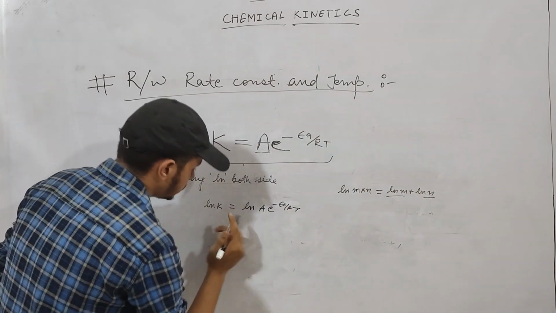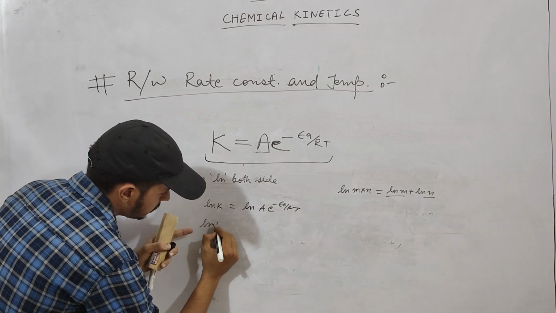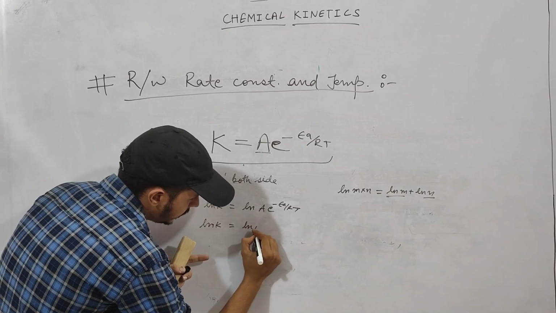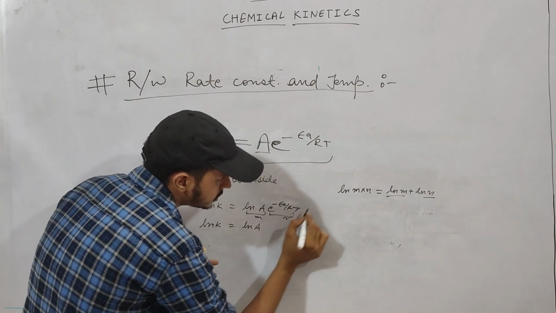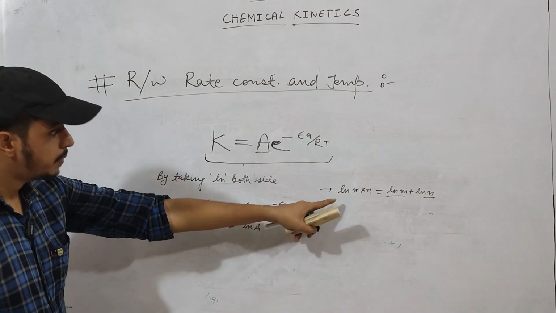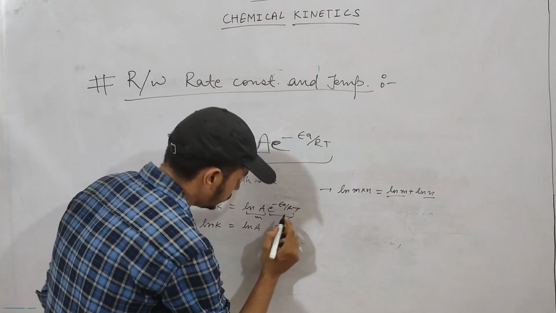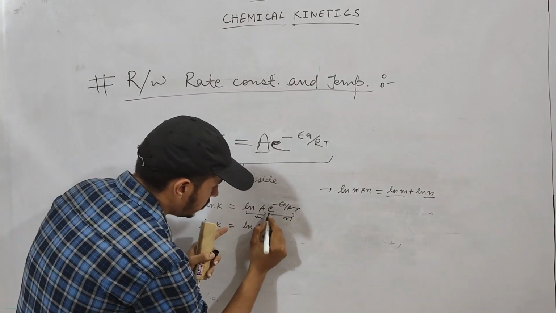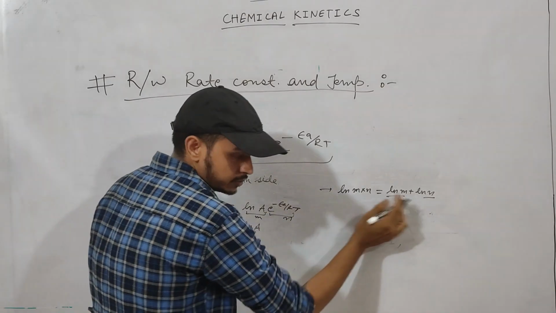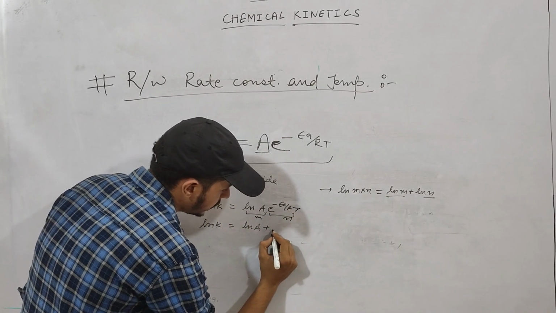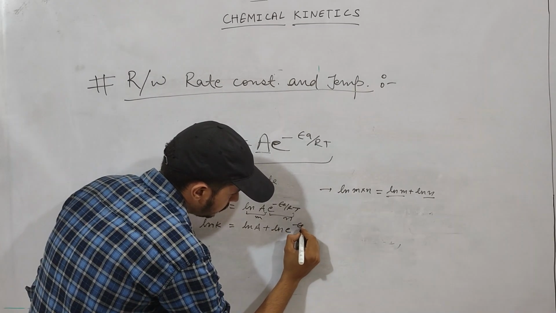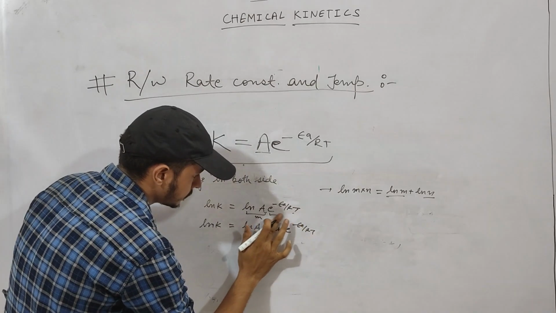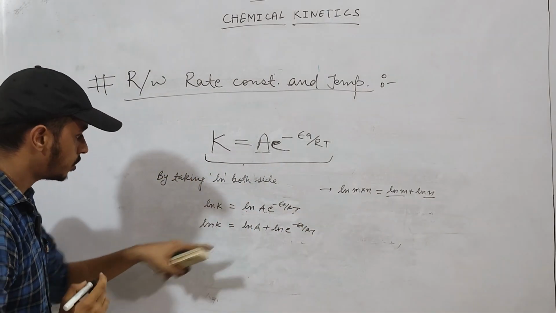So now we will write this. This will stay the same, and this will become ln A. This is m and this is n by this formula, so we will put the values. If these are multiplied, a plus sign will come. So it will become ln e minus Ea upon RT. So now we will solve further.